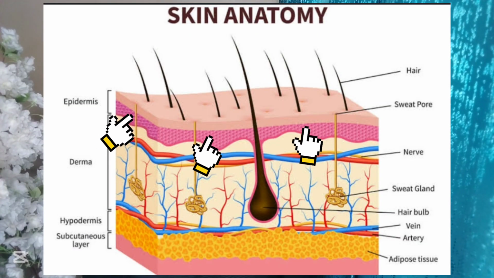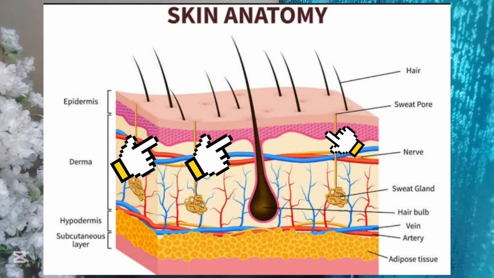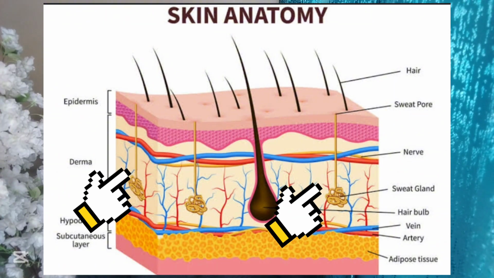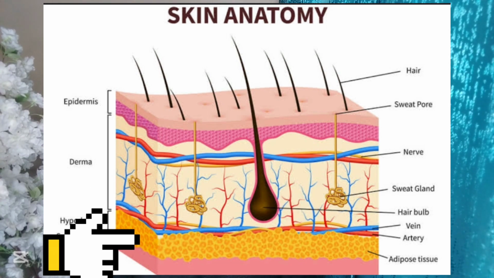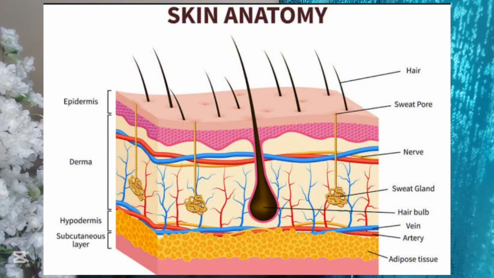By the way, the skin has 3 layers. It has the uppermost part, which is called the epidermis, the second part called the dermis, and the lowermost part called the hypodermis. It is the upper part, the epidermis, that impetigo affects.